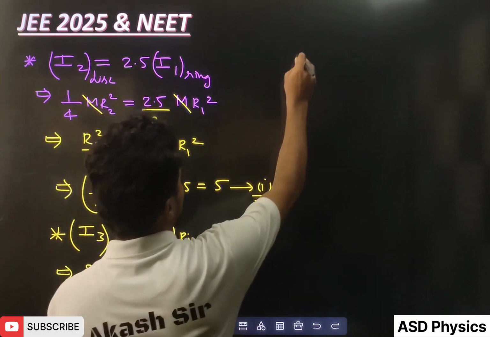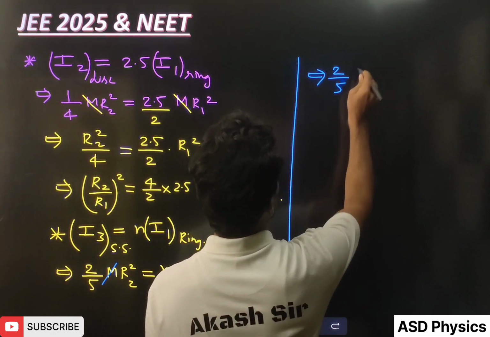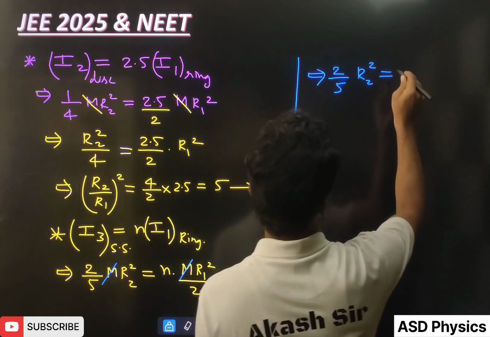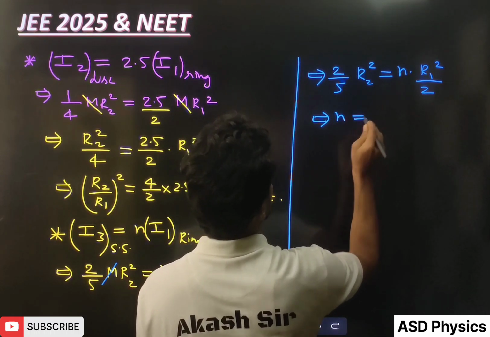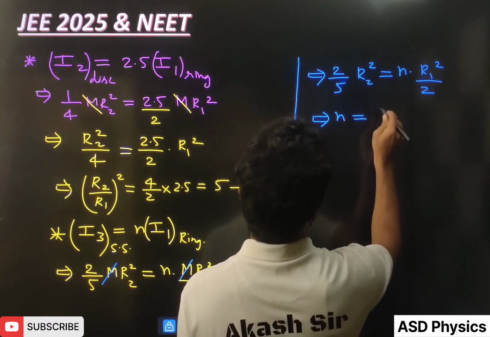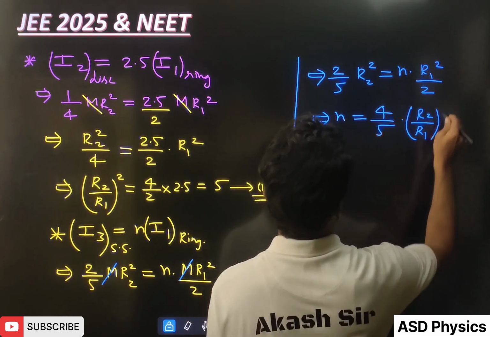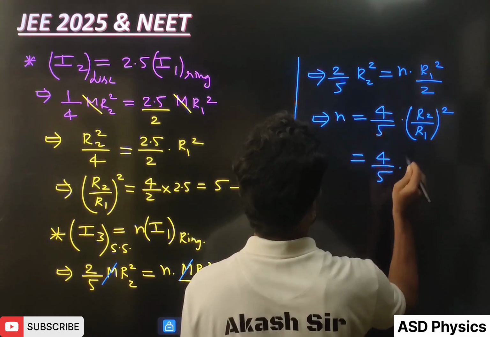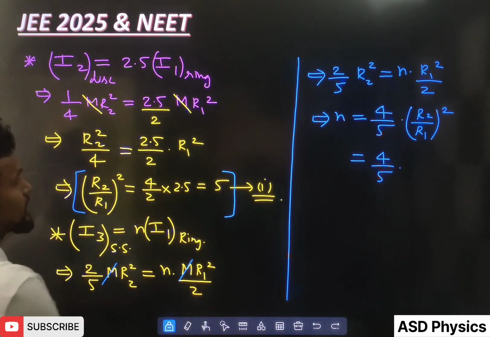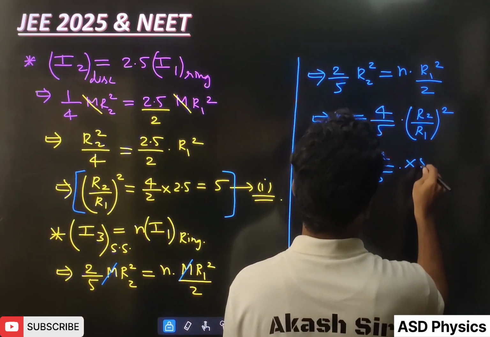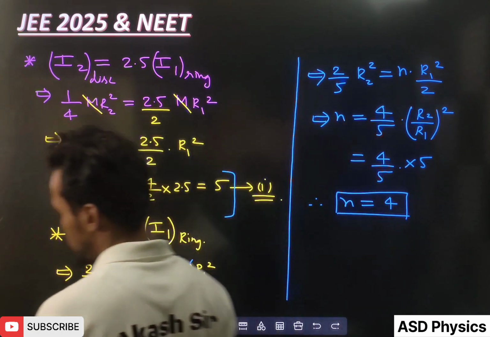So students, from here, if I simplify this question, whatever things are left here, you can see very well. 2 by 5 r2 square is n times of r1 square by 2. Is it? So if I get the value of n, what will be n? n we can write here 2 into 2, 4 by 5 into r2 by r1 square here. Is it? So 4 by 5. Now, what is the r2 by r1 square value? See here, r2 by r1 square value is 5. That means into 5. Hence, the value of n is coming how much here? 5, 5 cancel. The value of n is coming here 4.